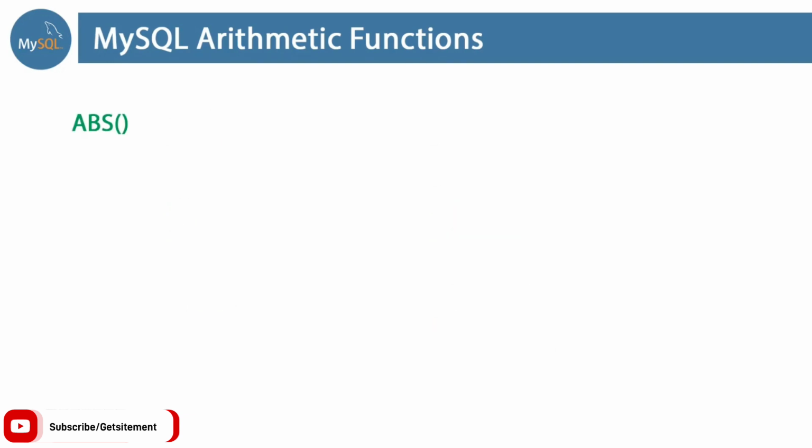Our first function is ABS. ABS means absolute value. Here you can see a negative value and absolute value. If we pass one of these values in our ABS function, then it's always going to return a positive value. If you send a negative value or a positive value, it's always going to return the positive result. It's going to remove the minus sign.